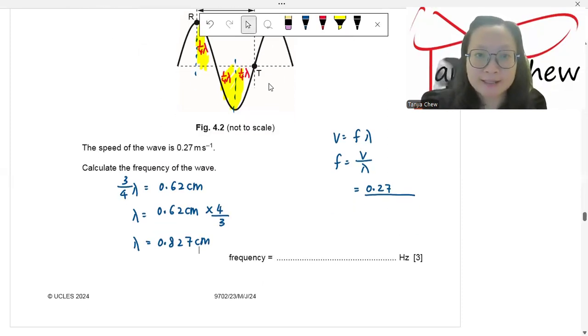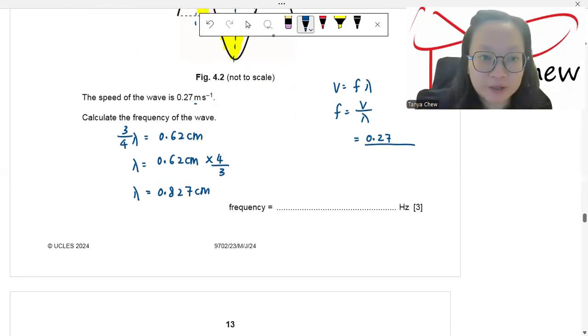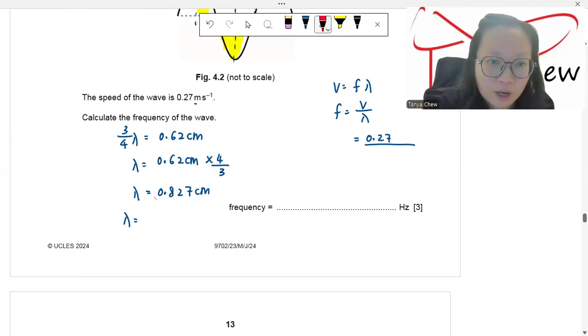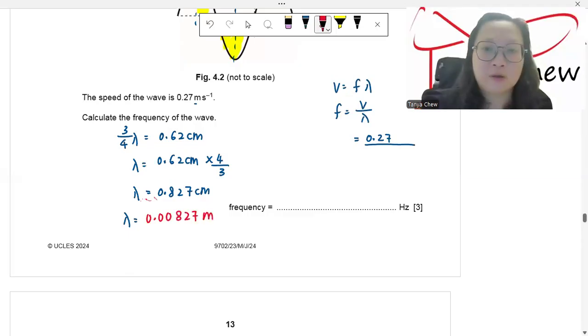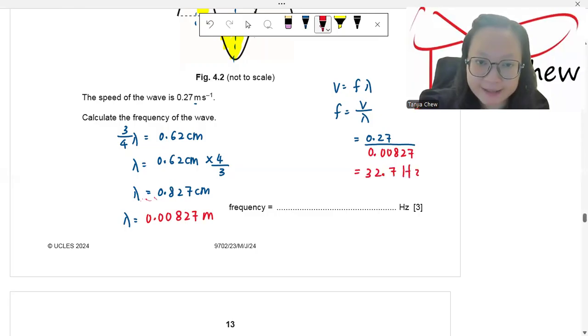Now, look at the unit of speed. It is in meter, so you got to change your lambda to meter. So lambda is equal to, shift 2 points to the front, 1, 2, divide by 2. So 0.00827 meter. Sub in 0.00827. When you calculate, you should get 32.7 hertz as your frequency. 32.7 hertz is my answer.